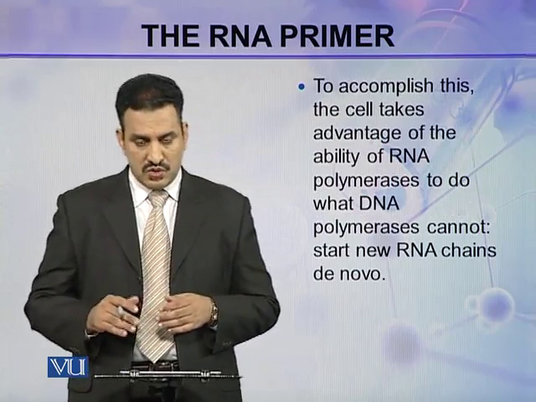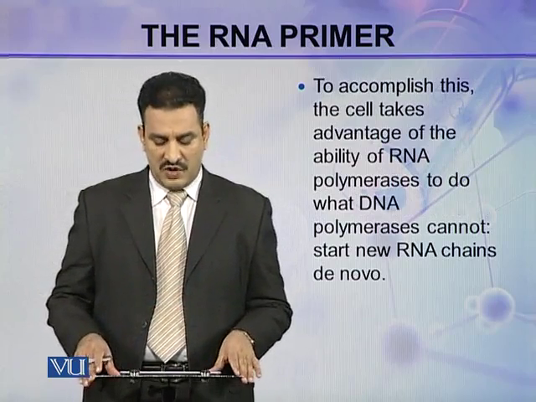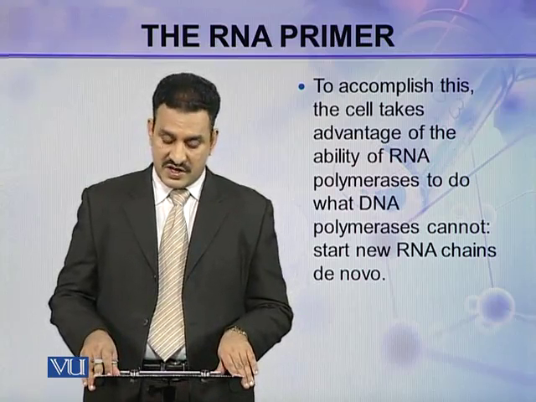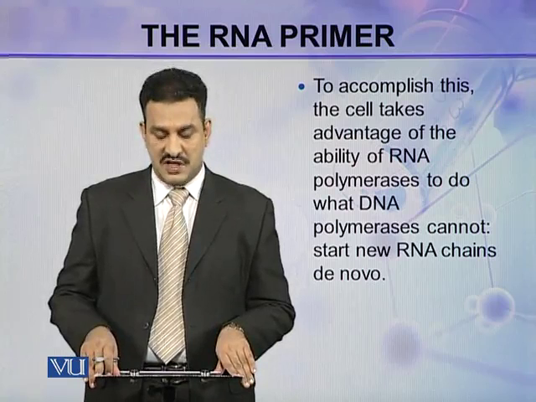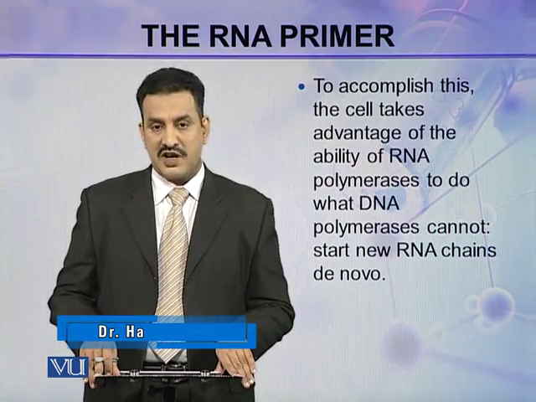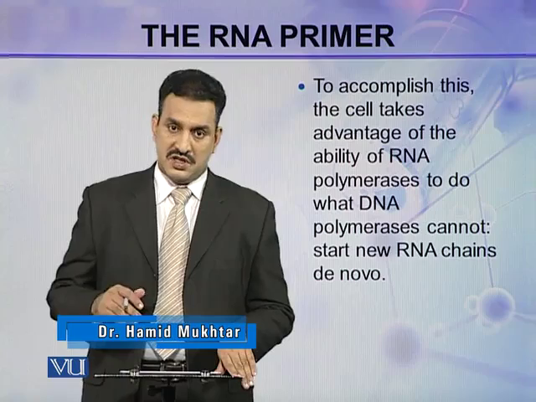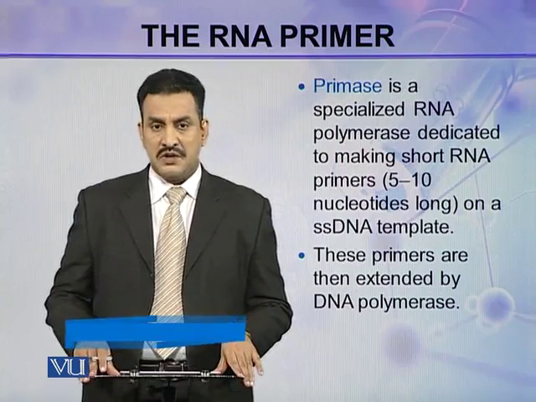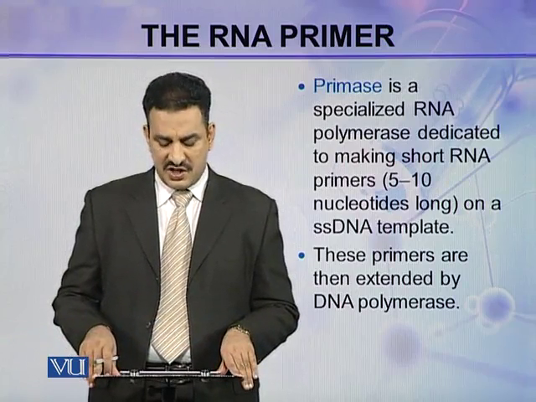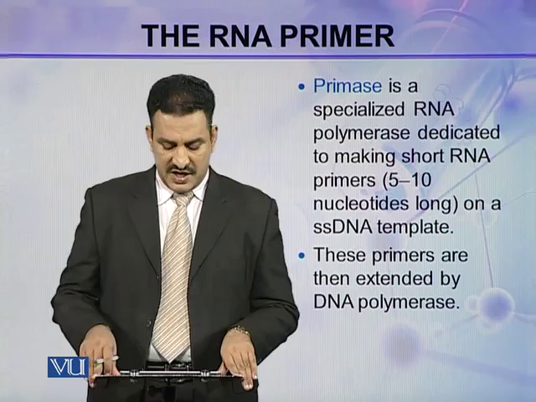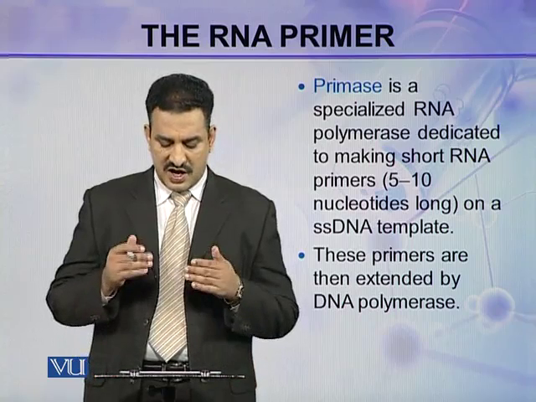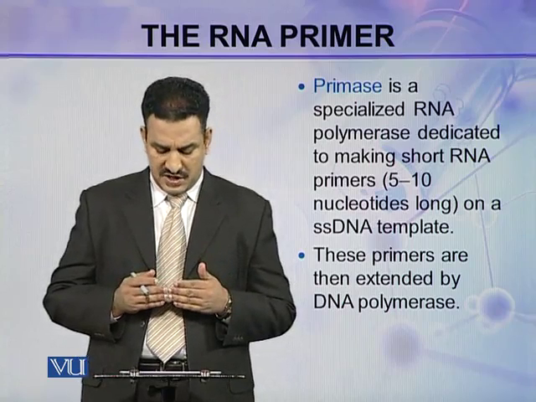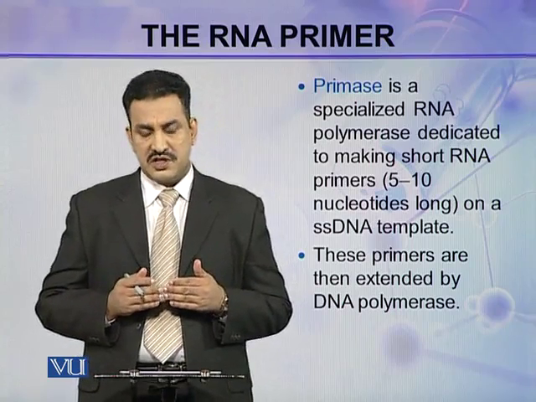To accomplish this, the cell takes advantage of the ability of RNA polymerases to do what DNA polymerases cannot. That is, to start new RNA chains by themselves. That is de novo synthesis of RNA chains. Primase is a specialized RNA polymerase that is dedicated to making short RNA primers, about 5 to 10 nucleotides in length, on a single-stranded template DNA.